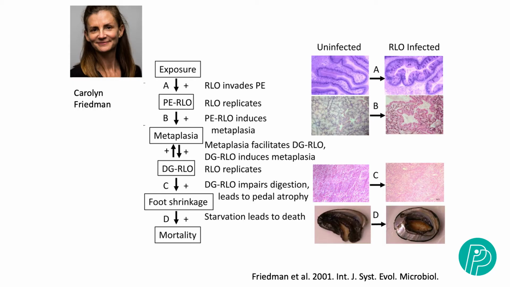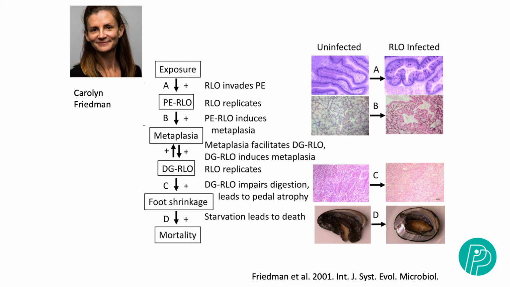Now, it took a long time to figure out why abalone were declining. There was a shellfish pathologist who did a lot of histology on sick and dying abalone. Her name was Carolyn Friedman, and what she discovered was that these abalone were infected with an intracellular bacterium called a rickettsia. And this rickettsia would go into the digestive gland, and it would start to kill the cells that the abalone needed to digest its food, which is drift kelp that comes in that the abalone feeds on.